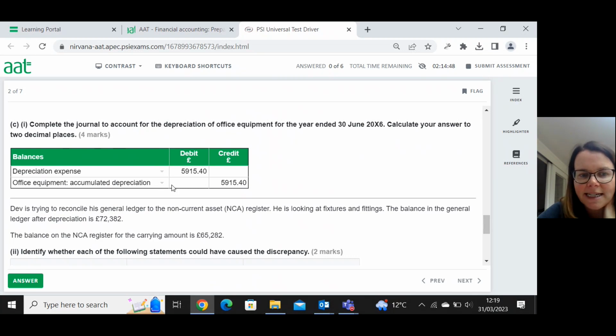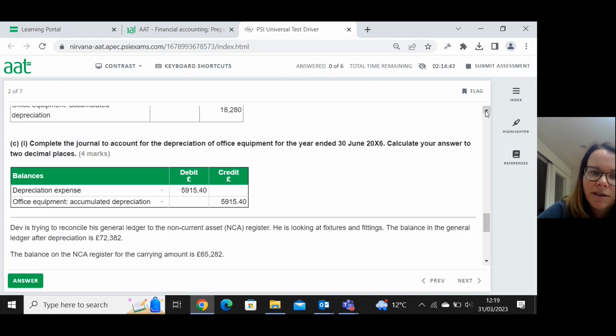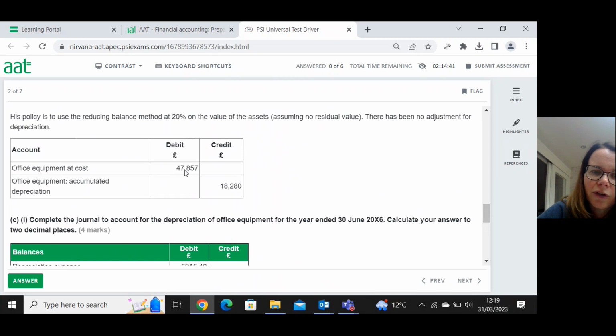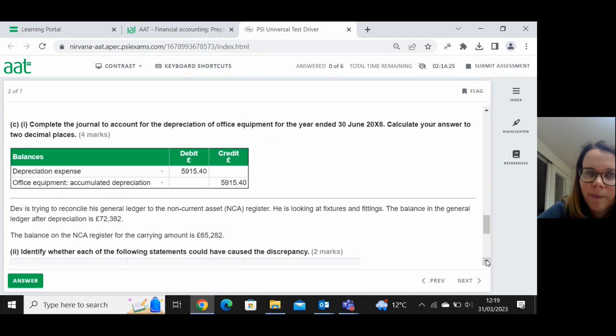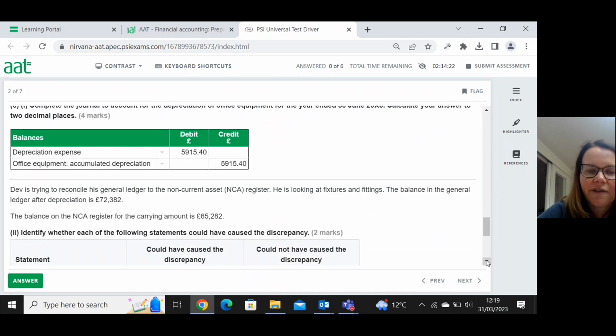The reason we credit the accumulated depreciation is because if we just think about this again, cost minus the accumulated depreciation gives us the value of our asset. So obviously by making this accumulated depreciation figure bigger, we are reducing the value of our asset, which is what we want to achieve over time, so that we're showing it at a fair amount in our accounts.